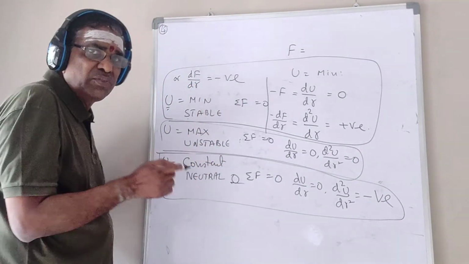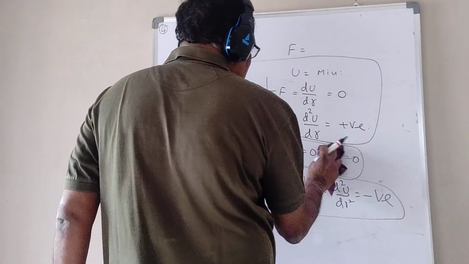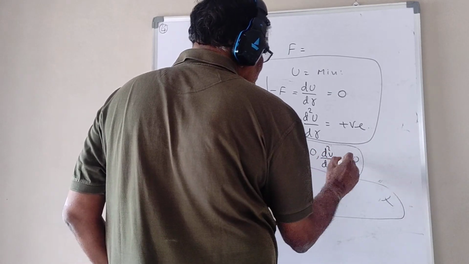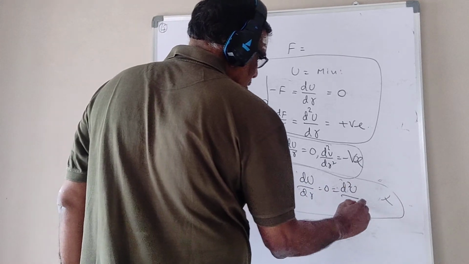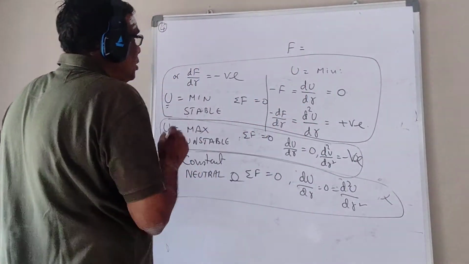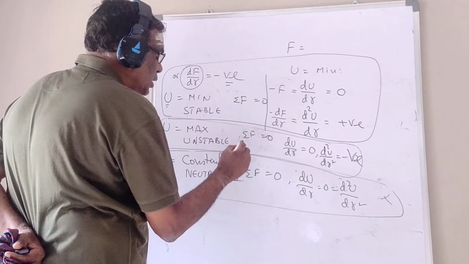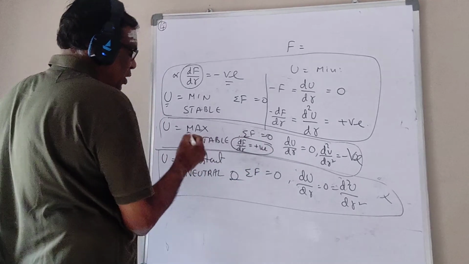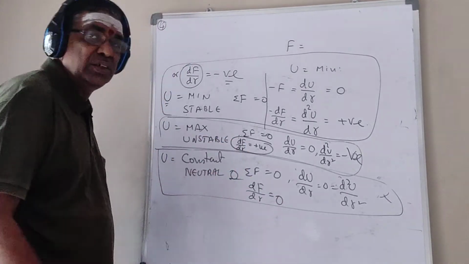So the first derivative of force, if it is negative, stable. Sorry, I think I made a mistake here. This is not correct. d squared U by dr squared is negative here, and here dU/dr is 0 and d squared U by dr squared is also 0. I thought this is neutral, this is unstable. With that small correction there, now you have got this. So the first derivative of force, if it is negative, then stable; positive, unstable. In this case, what do you get? dF/dr is positive, or unstable. And here, of course, F is 0, dF/dr also must be 0, then it is neutral.